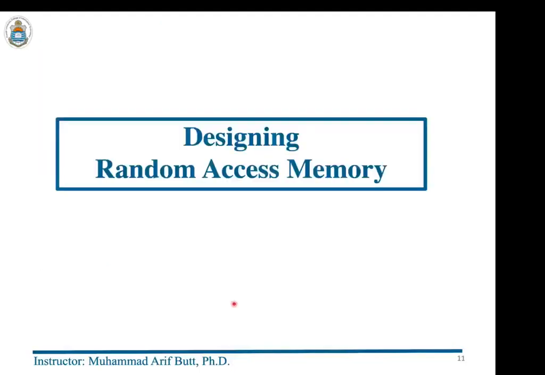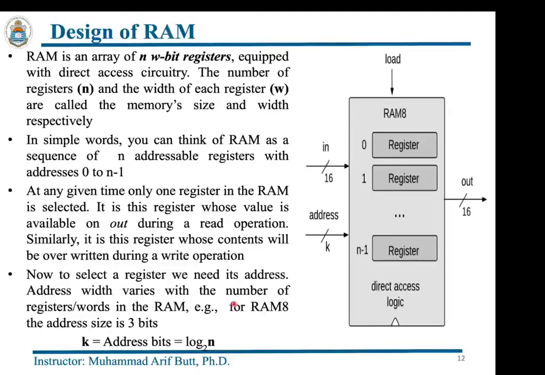Now that we have a fair idea about the main memory, let's now do a bit of scuba diving as to how a RAM chip can be designed. And only after that we will be able to write the HDL code for the RAM chips. Well, dear students, RAM is actually an array of n w-bit registers equipped with direct access circuitry. The number of registers and the width of each register are called the memory size and width respectively.